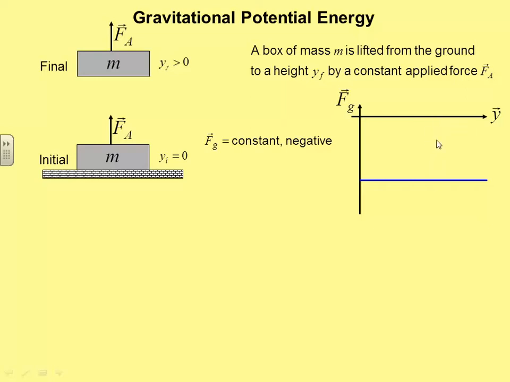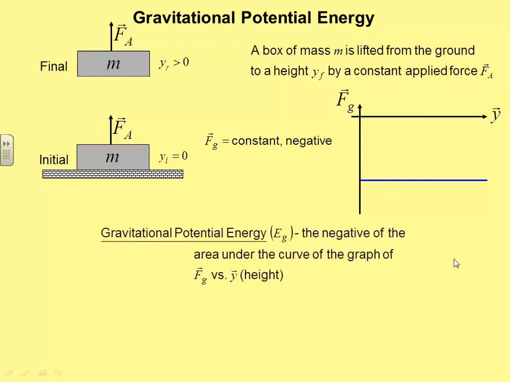And therefore, if we want to store positive energy, we have to make it the negative of the area under the curve. So we are going to graphically define the gravitational potential energy, E sub g, to be the negative of the area under the curve of the graph of force of gravity versus height.